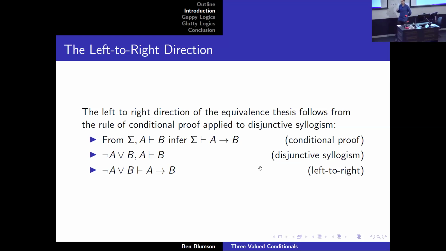Sometimes people call this the deduction theorem. Here I'm using it more like a premise, so I don't like calling it the deduction theorem today, so I'm calling it conditional proof. And the other thing is disjunctive syllogism. It says if not A or B, and A, then B. You apply conditional proof to the disjunctive syllogism, and you get the left to right side of the equivalence thesis. So if you accept those two things, you have to accept that half of the equivalence thesis.